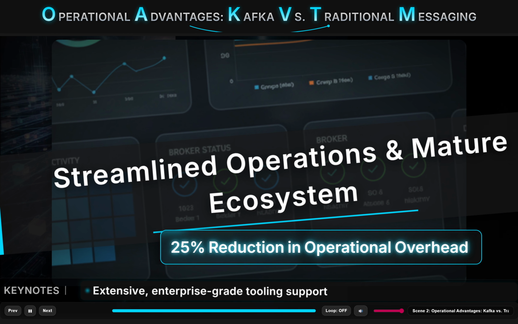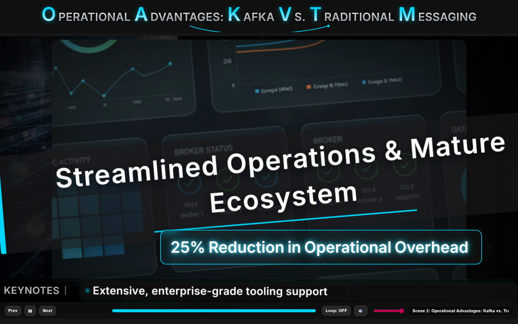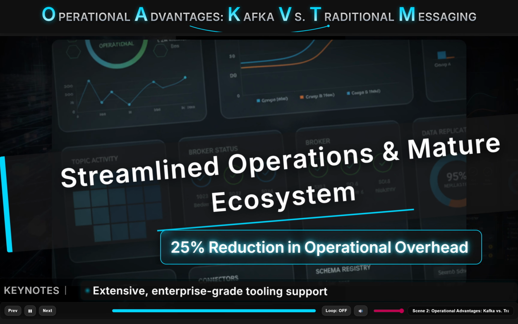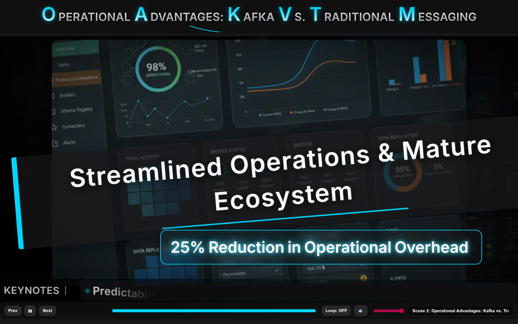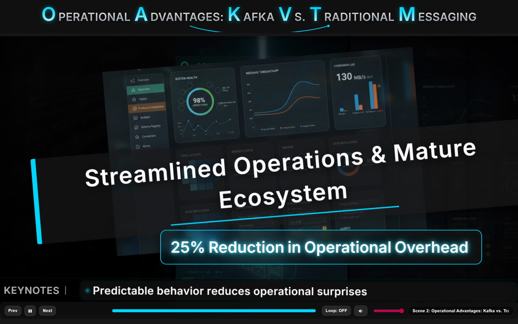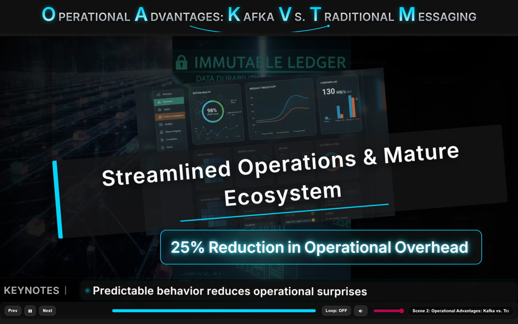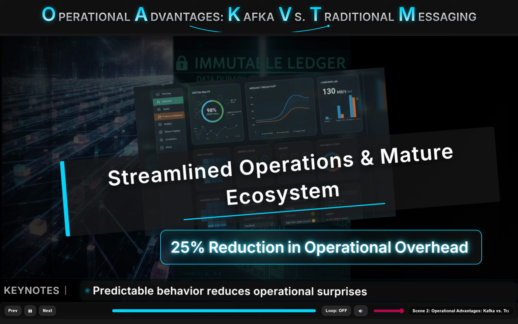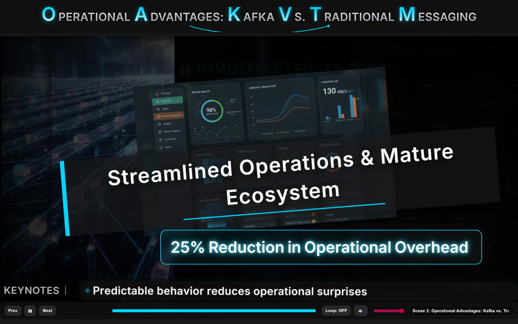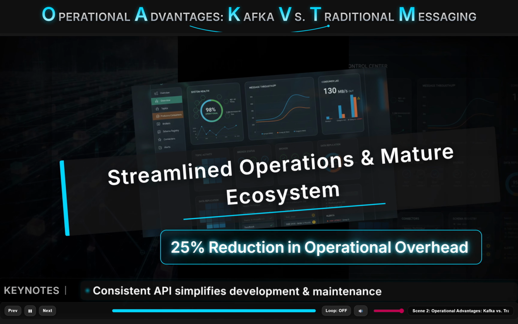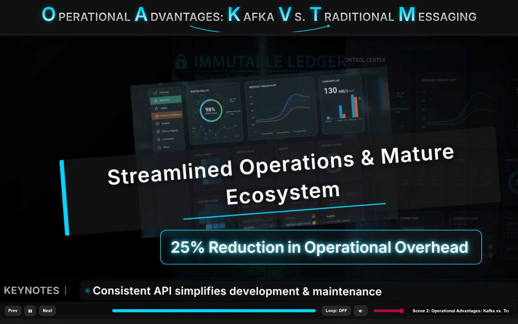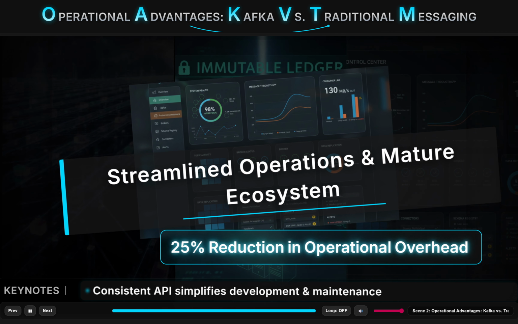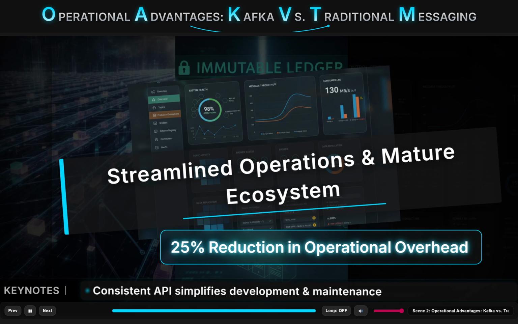Its consistent API and clear operational patterns allow your team to build resilient data pipelines with less specialized knowledge than you might think, freeing them up for more impactful work than constant firefighting. This isn't just about buying a tool. It's about investing in a platform that simplifies your operational challenges at scale. Next, we'll dive into the specific operational headaches Kafka solves and how it impacts your team's KPIs.